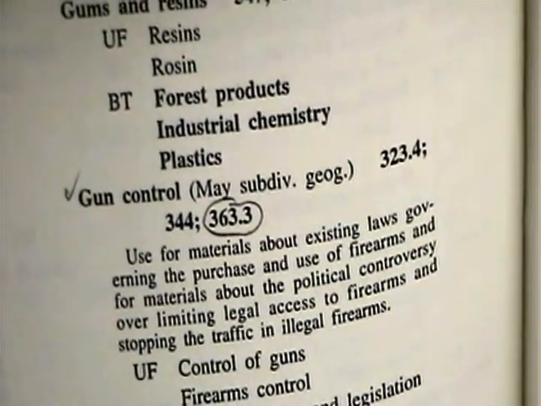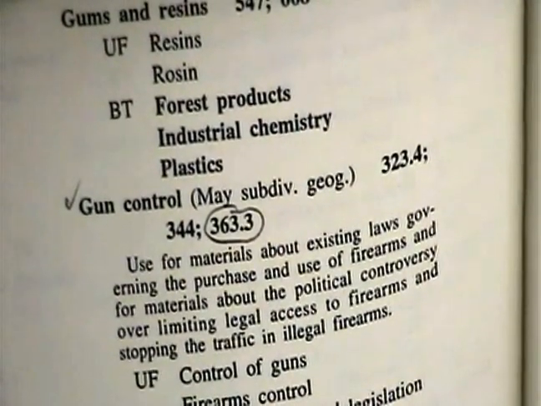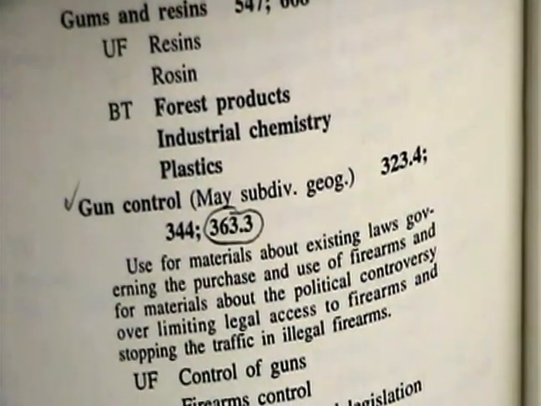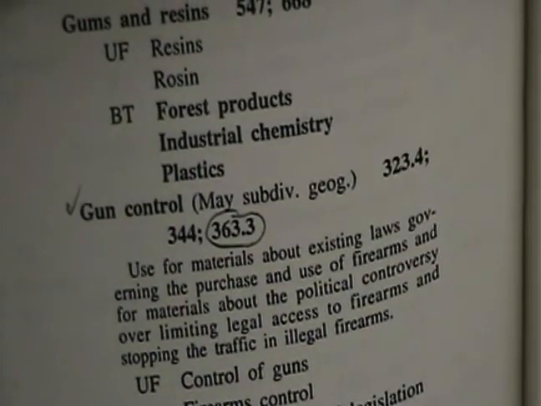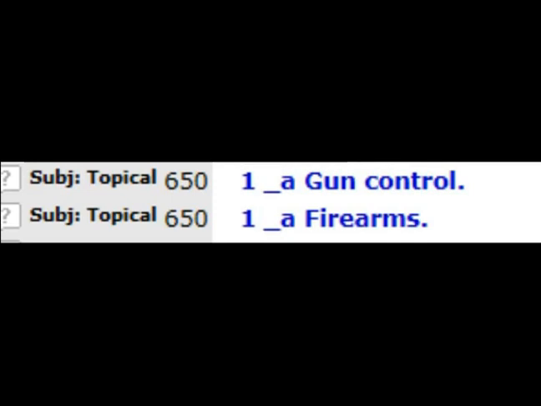And also there are some suggested Dewey Decimal numbers, and the one that I chose, 363.3, I circled just for future reference so I don't have to keep double checking which ones I've used. 650 is control. There is also the subject firearms.